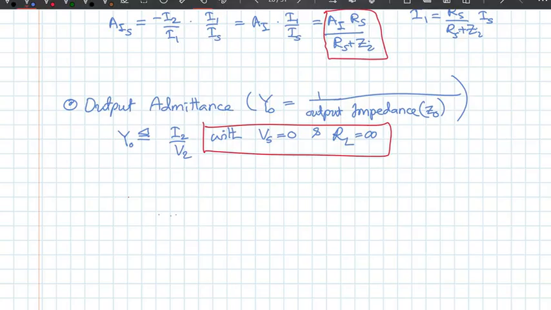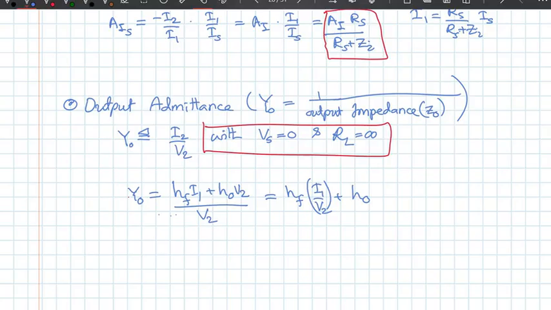So we can write Yout as I2, which we already found on a previous occasion. That is equal to HF times I1 plus Hout times V2, divided by V2. So this is equal to HF times I1 over V2 plus Hout. Now what we need is to find what this I1 over V2 term is.